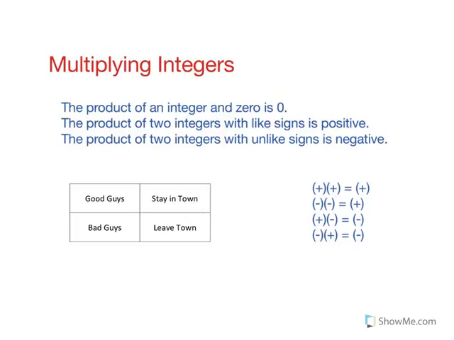Okay, here's some more rules. The product of an integer and 0 is 0. That's all there is to it. Doesn't matter what the sign is in front of the integer.